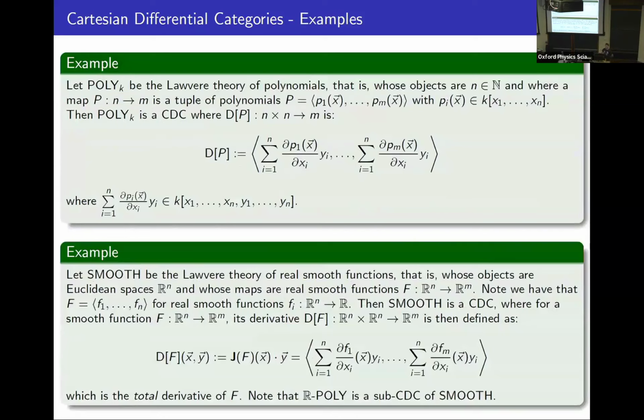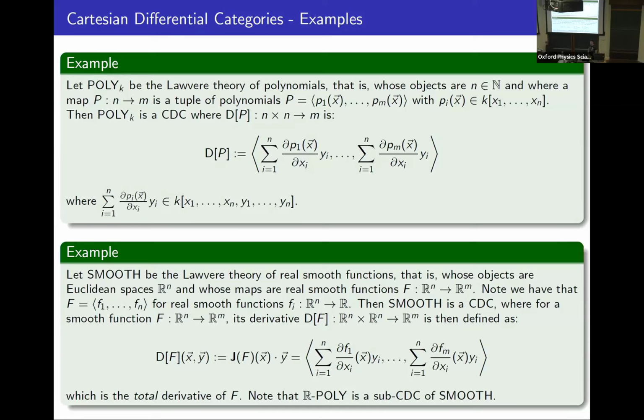So what are some examples that we're going to use? These are the two main examples. One of them is that you take the Lawvere theory of polynomials for any commutative semi-ring. And this will be a Cartesian differential category where the differential combinator is given by just the ordinary differentiation of polynomials. The other example is that instead of polynomials, we just take real smooth functions.